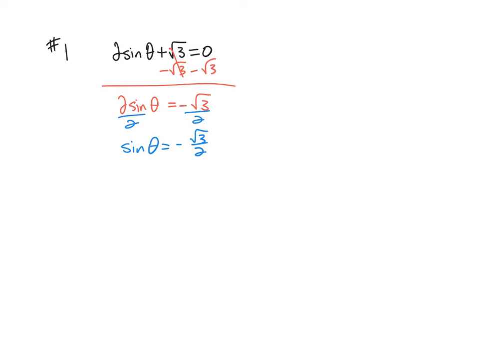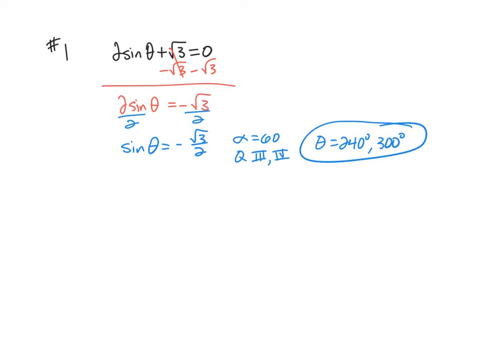So now we need to figure out what angle measures have that ratio. So sine is the y value. This would be a reference angle of 60 degrees, and it's going to be in quadrants 3 and 4, because sine is negative in quadrants 3 and 4. So theta is going to equal 240 degrees and 300 degrees. Those would be your answers for theta there.